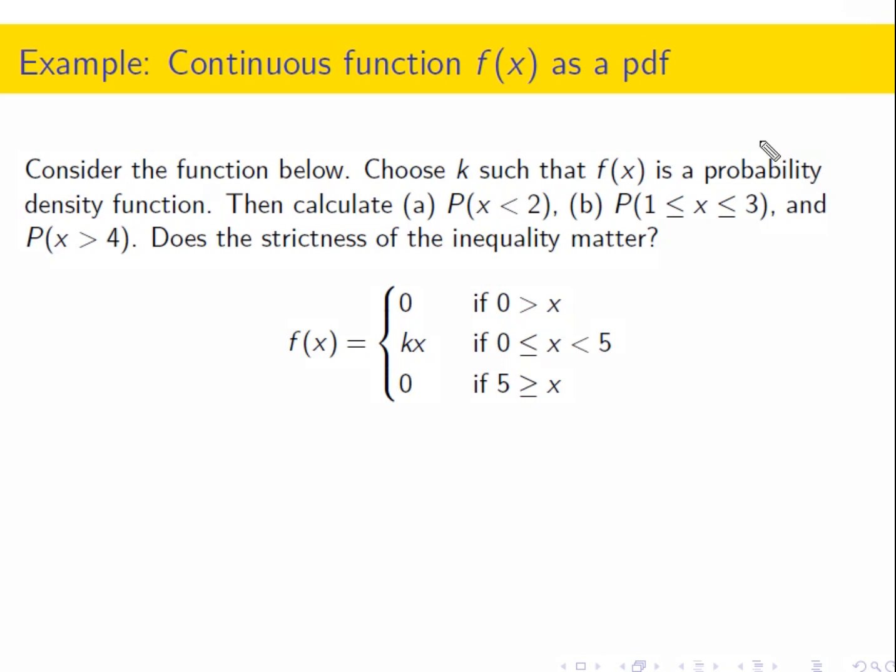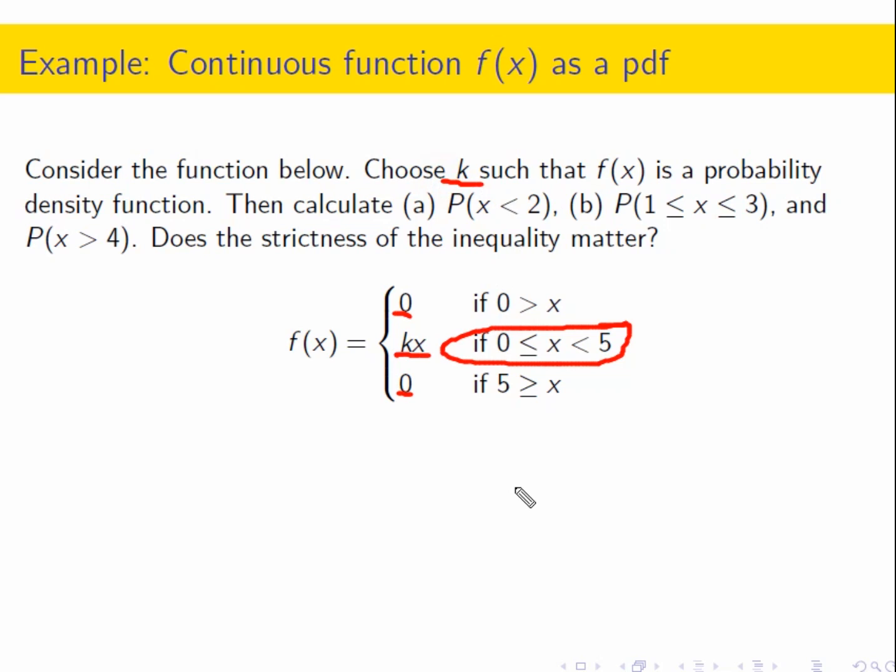So we have the probability density function is k times x. But that's only true between 0 and 5. So if x is less than 0, then the function is identically 0. And if x is greater than 5, then the function is identically 0. So it only takes on a positive value between 0 and 5. Okay, so the first thing that we have to do is determine the correct value for k.